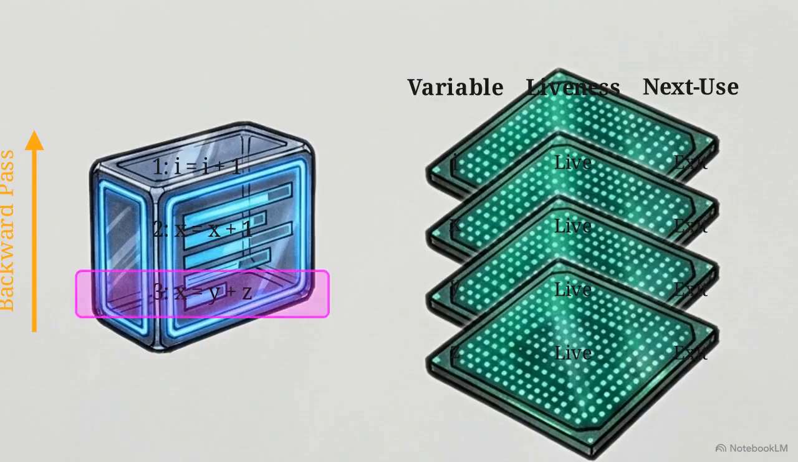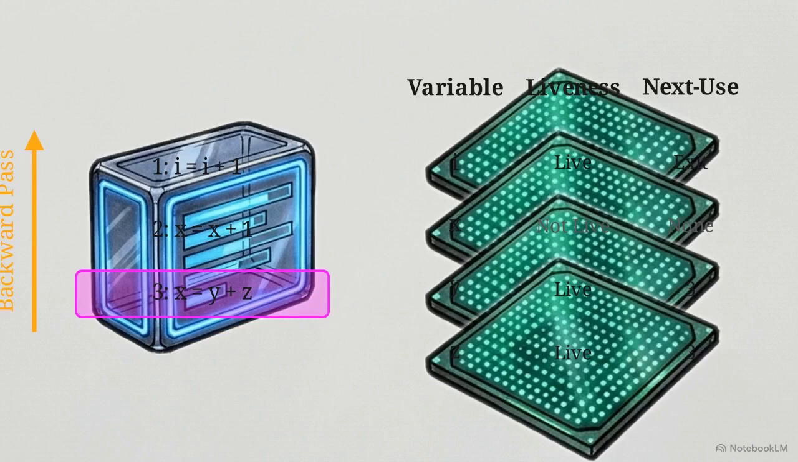The process begins at the bottommost statement of the block, for example, x equals y plus z. Step 1. The compiler looks at the symbol table and attaches the current known liveness data to this specific instruction. Step 2. It evaluates the computed result, variable x, and marks it as not live. Because we are moving temporally backwards up the block, any instruction we scan next happened before this value was created. Therefore, earlier instructions cannot possibly use this version of x. Step 3. The operands used to calculate x, variables y and z, are marked as live, and their next use location is updated to point directly at this current statement.